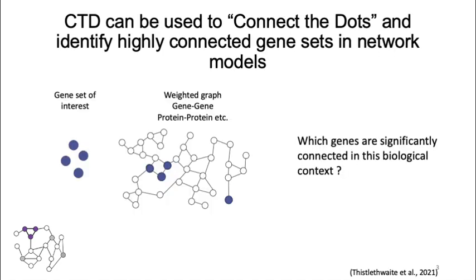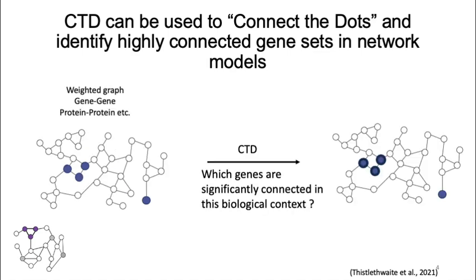CTD allows us to connect the dots within these networks and identify highly connected sets. These could be sets of genes or sets of proteins. We can then ask which of these sets are significantly connected in the specific biological context.